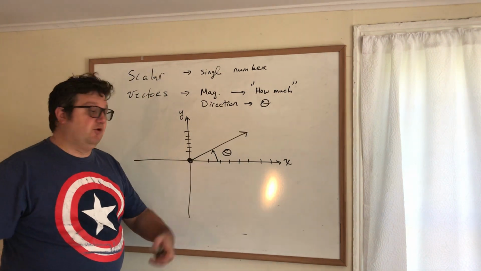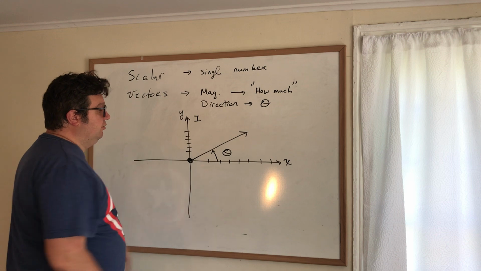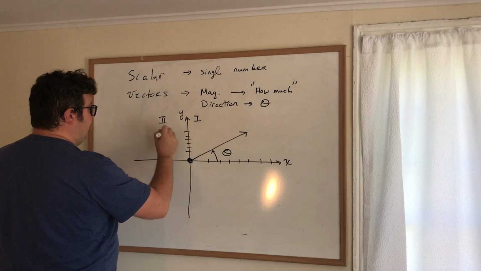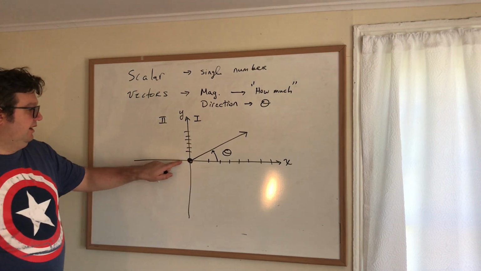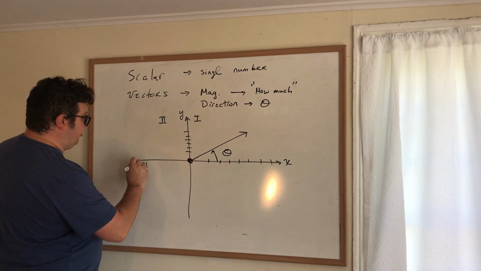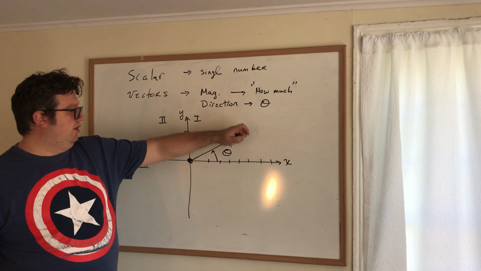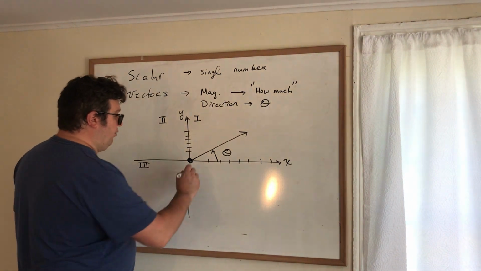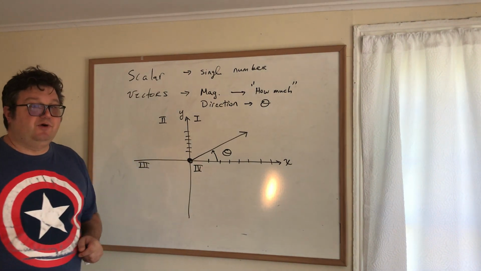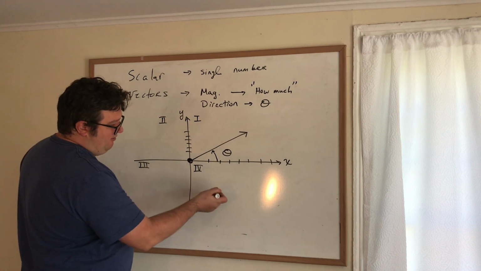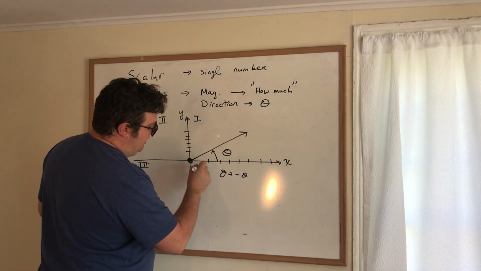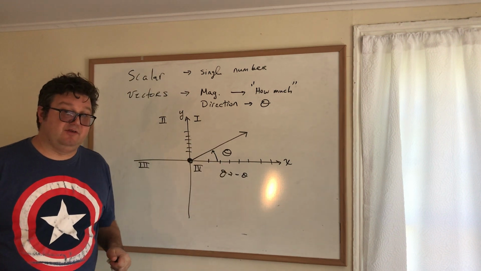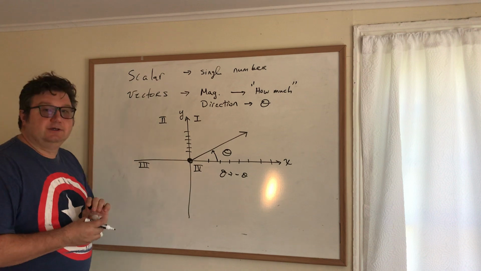So there are 4 quadrants. 0 to 90 degrees is quadrant 1. Quadrant 2 is from 90 degrees to 180 degrees. Quadrant 3 is over here where we go from greater than 180 but less than 270. And for quadrant 4 I get a choice. I can either make this angle negative, right, so that it's pointing down like that, or I could go all the way around from 270 to 360. Either one works. Cool beans?